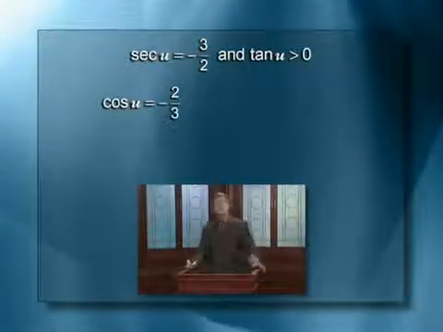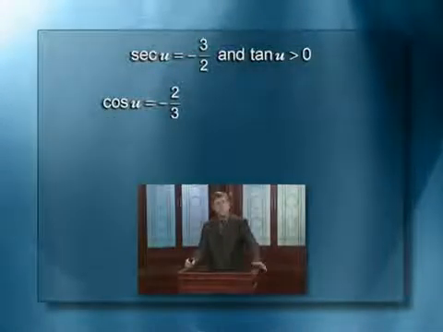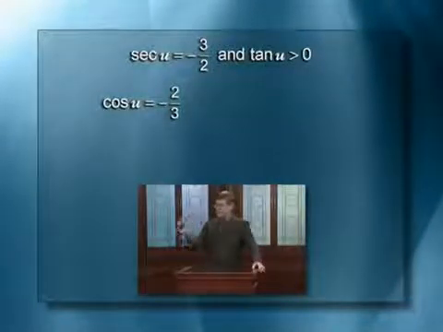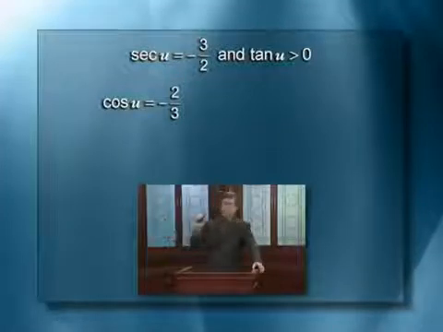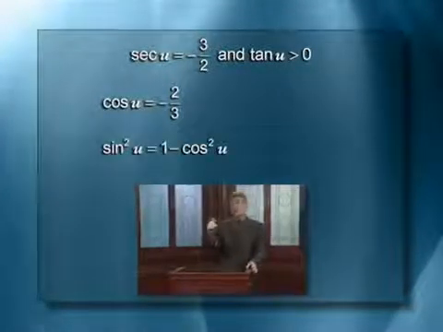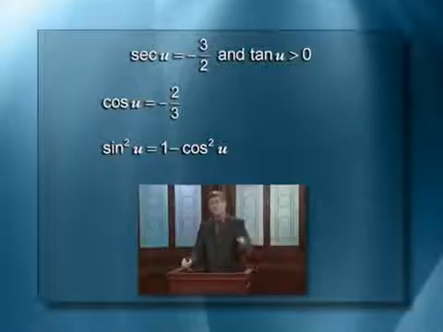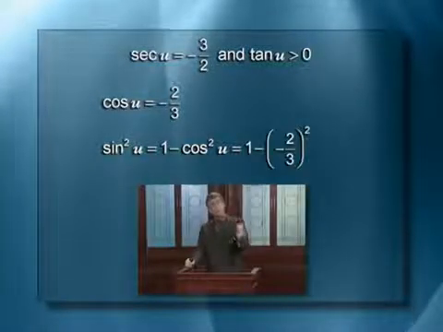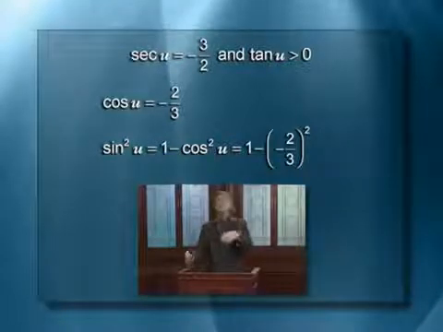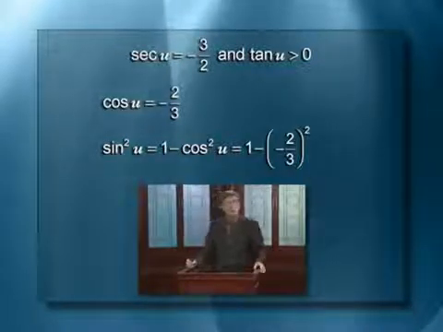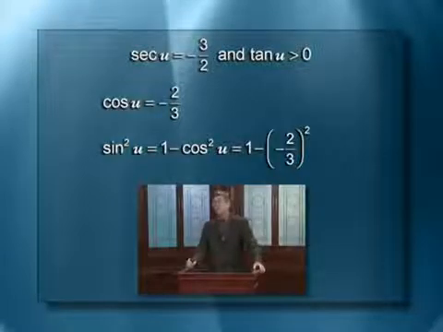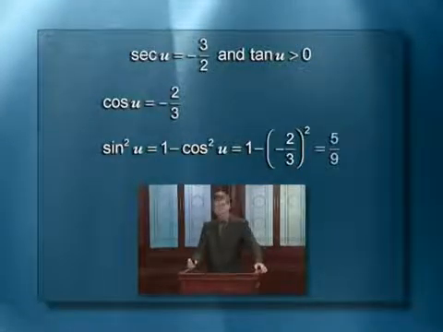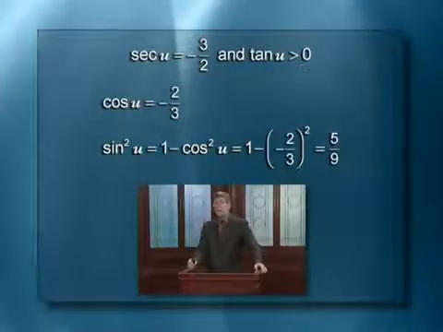Okay, so cosine's minus 2/3. How can we find sine? The fundamental identity, sine squared plus cosine squared equals 1, is equivalent to saying sine squared is 1 minus cosine squared. So let's plug in our value for cosine: sine squared u equals 1 minus 2/3 all squared. And that turns out to be 4/9. 1 minus 4/9 is 5/9. So sine squared is 5/9.